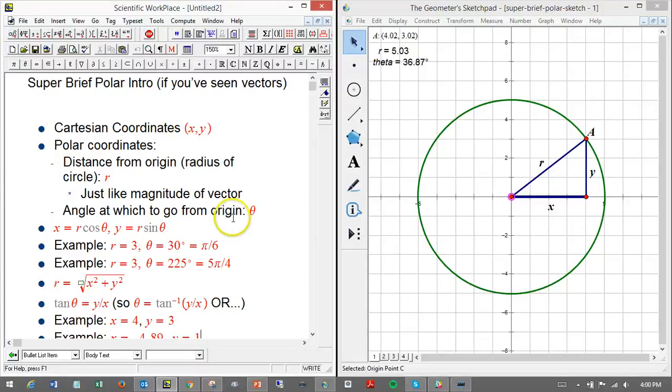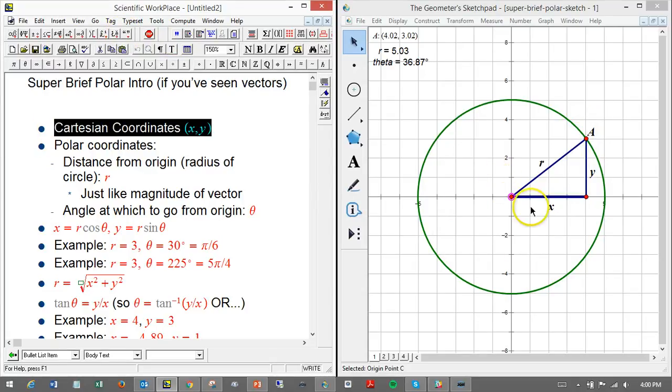So this is a super brief intro to polar coordinates, specifically for my students who've already seen vectors, because our book does vectors before polar for some reason. So if we've got a point in the plane, like this point A in the picture, we're used to describing it in terms of its Cartesian coordinates, x, y. So this, for example, is 4, comma 3. It's up here. But polar coordinates are a very interesting and useful way to describe a point as well.